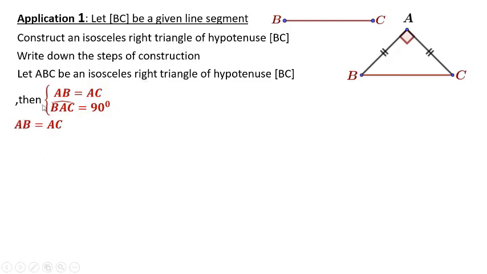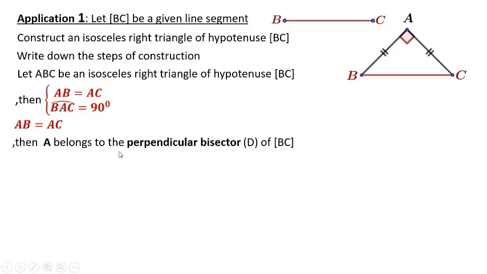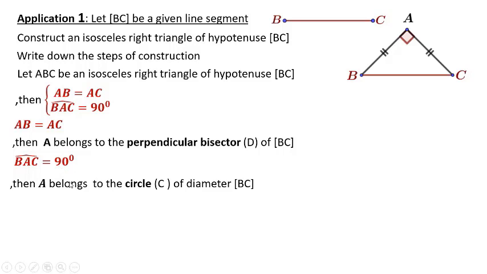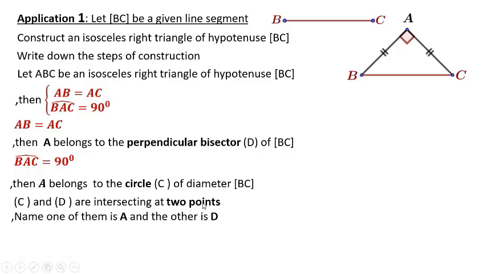Now based on the first condition, where is the location of point A so that AB equals AC? It is very clear that A should belong to the perpendicular bisector D of BC. And now based on the second condition, where is the location of point A if the measure of angle BAC equals 90 degrees? It is very clear that A should belong to the circle C of diameter BC. Now combine these two results: C and D intersect at two points. Name one of them A and the other D. Consequently, we have two triangles of hypotenuse BC.